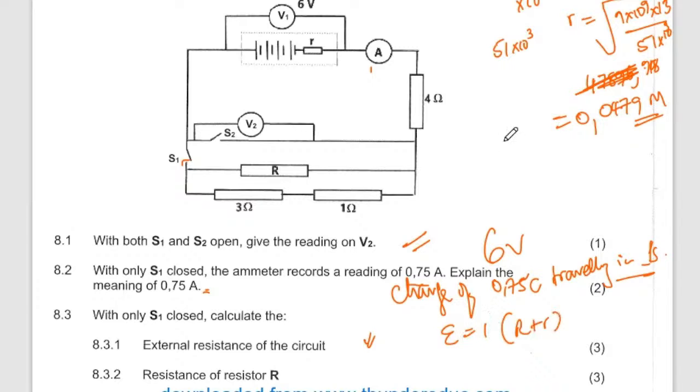We now know the current is 0.75. Our EMF was 6. Do we know the external resistance? No, that's what they want us to reach. The internal resistance, they give us as 0.4. Divide both sides by 0.75. 6 divided by 0.75, I'm getting 8. And then from 8, I subtract 0.4, I'm getting 7.6.